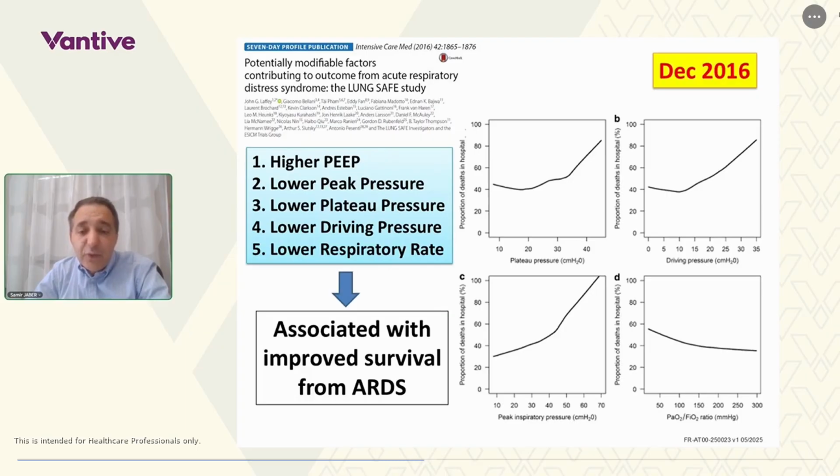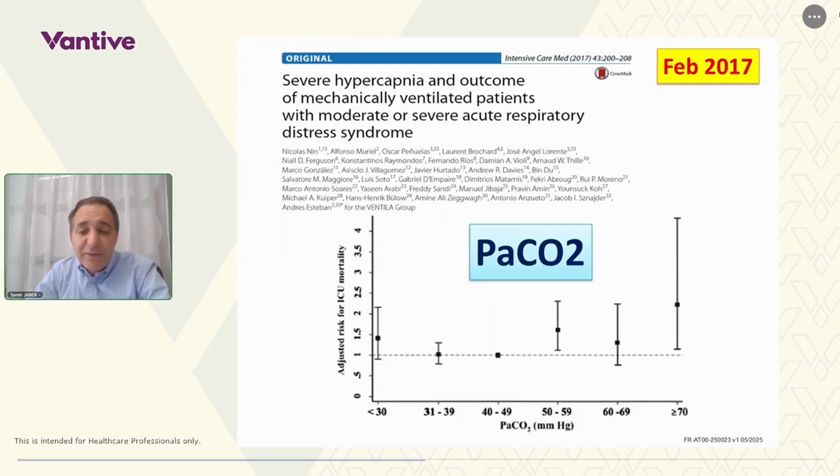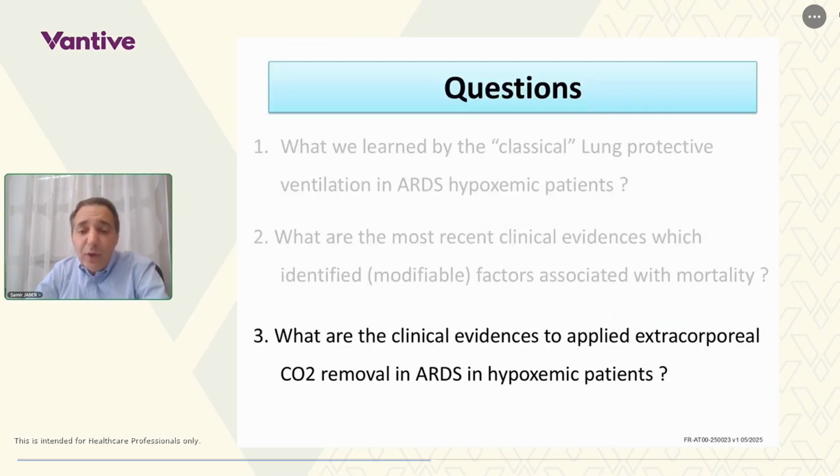So this is associated with improved survival from RDS patients. It's the same for the PCO2. The more you increase the PCO2, the more you increase the mortality. So all that I present to you is in the way of decreasing the airway pressure and decreasing the PCO2, even when you have alveolar hypoventilation.